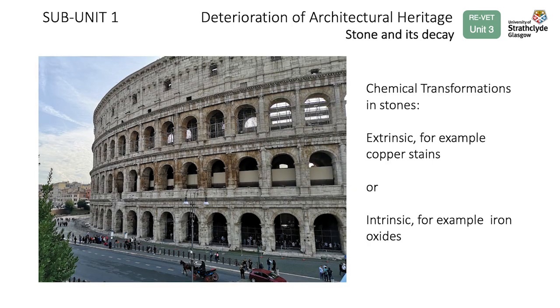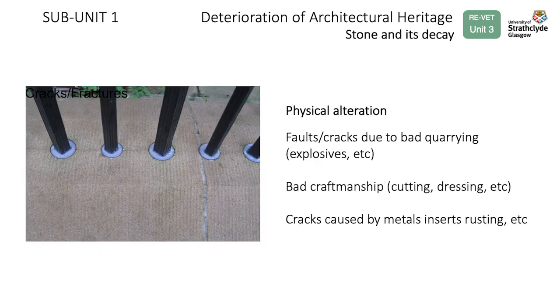Concerning chemical transformations in stones, we should distinguish between extrinsic, for example, copper stains, and intrinsic, for example, iron oxides. Stone can present faults, cracks due to inadequate quarrying, explosives, etc., and craftsmanship, cutting, dressing. Cracks can also be caused by metal inserts rusting.